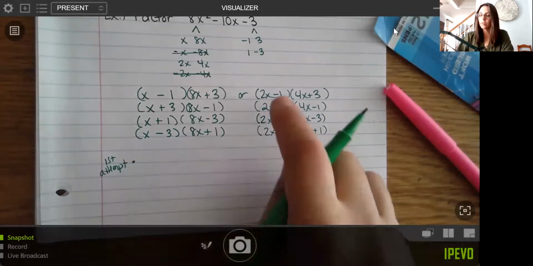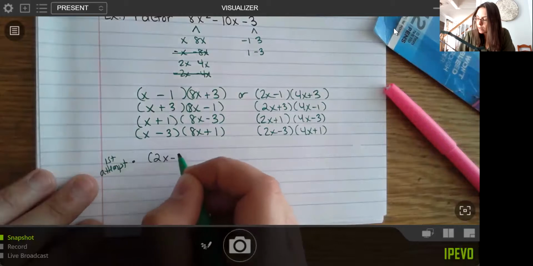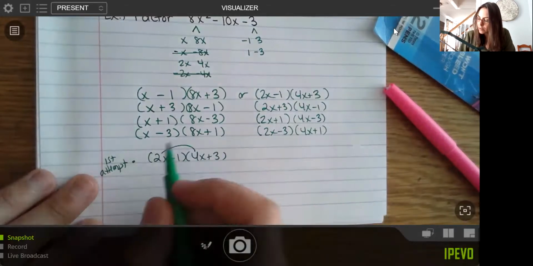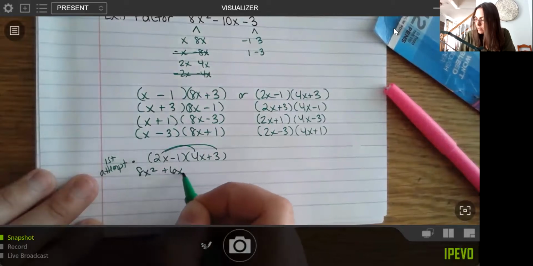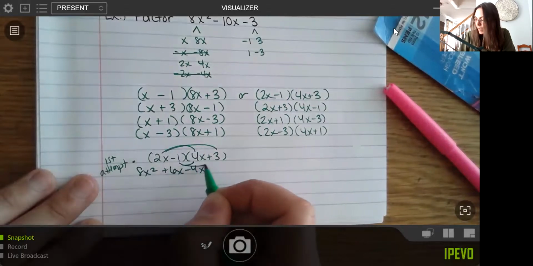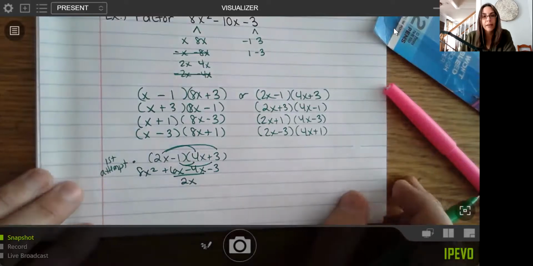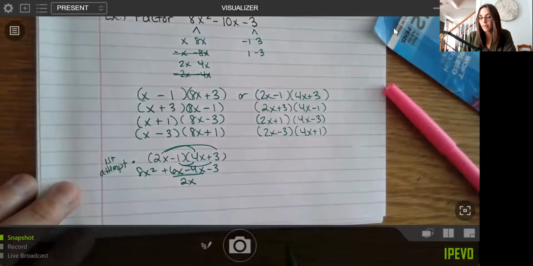So let's start with, I'm just going to pick the first one to try. So let's do 2x minus 1 and 4x plus 3. So I'm going to multiply these out. 8x squared. Here I see a 6x, a minus 4x, and then a minus 3. So my inside term gives me 2x, which doesn't match. I need a negative 10. So I'm going to try something else.